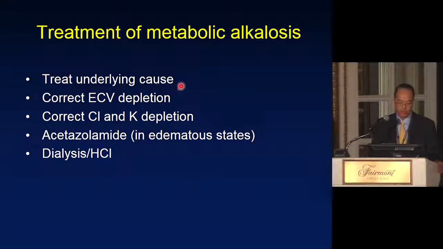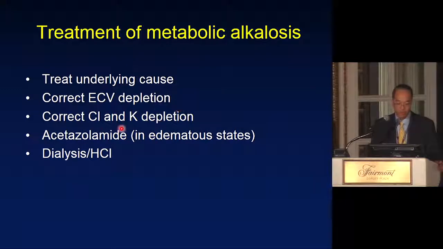Obviously, you want to treat the underlying cause. You can't correct metabolic alkalosis by your own kidneys unless you're volume replete. So we always correct the extracellular volume, and you want to correct with chloride, because chloride depletion seems to play an important role, and you want to correct the K because hypokalemia impairs the ability to excrete alkali. So K and chloride-containing fluids help tremendously.